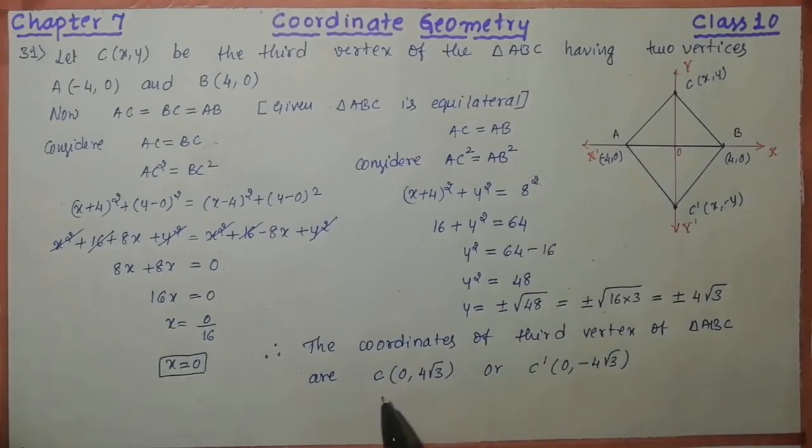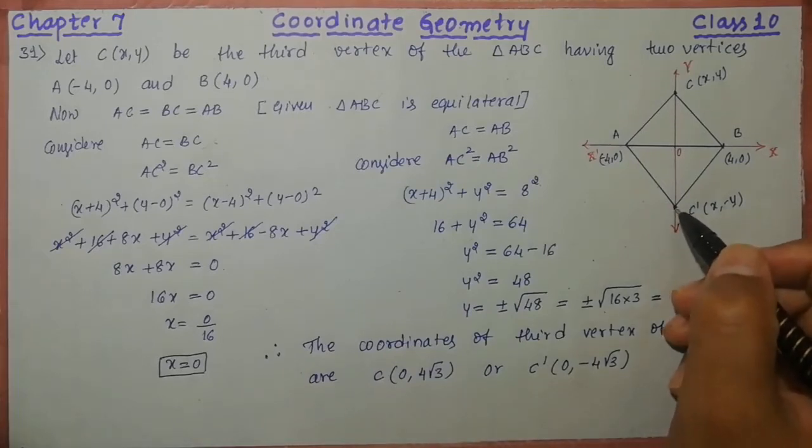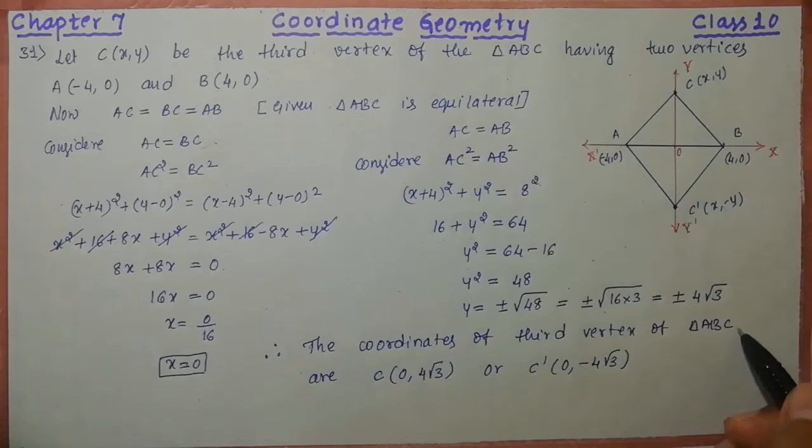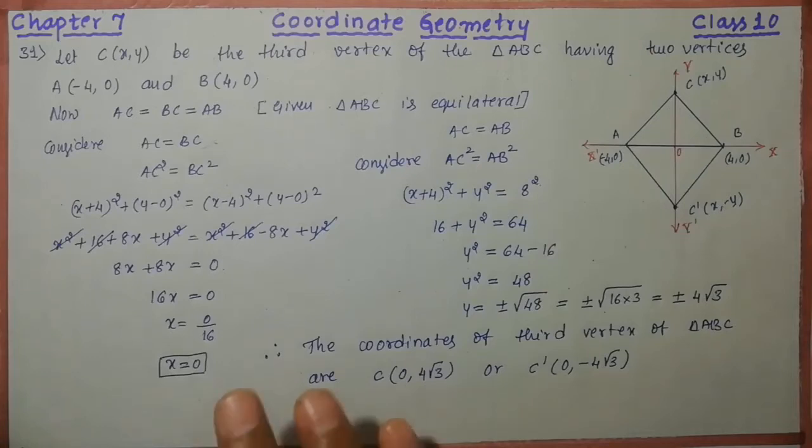If C is right, then it is triangle ABC. Suppose C dash is right, then the triangle will become ABC dash, but I'm not going to define this one, it will be understood. Just if you write it, it will be enough. This completes the solution of question number 31, and this completes distance formula topic 1, and I have covered all the different types of problems.